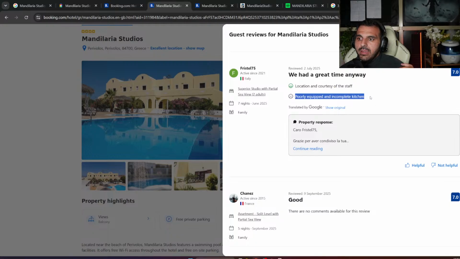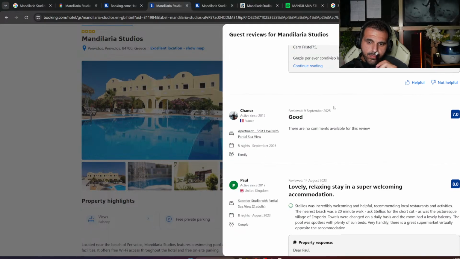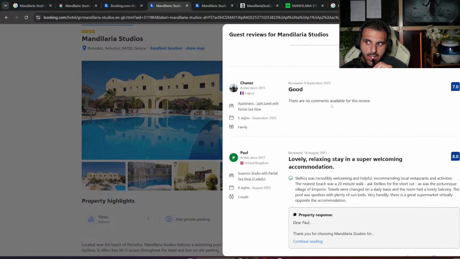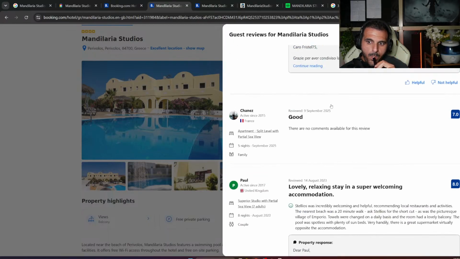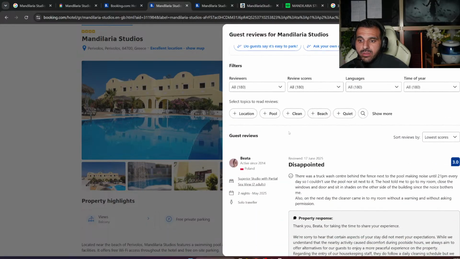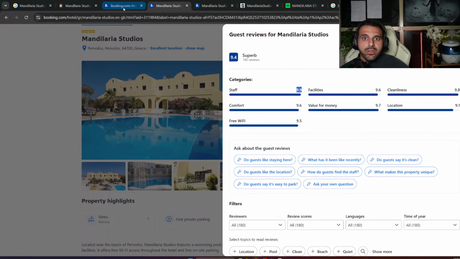Poorly equipped and incomplete kitchen. Wow, this is a disadvantage. What if I stayed for a week over here and I wanted to cook, for example? Staff is the highest over here, 9.9 out of 10. That's really amazing, good. Amazingly good.